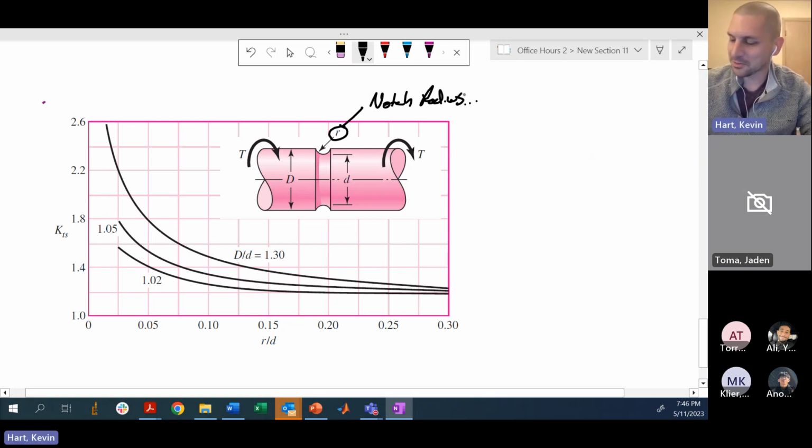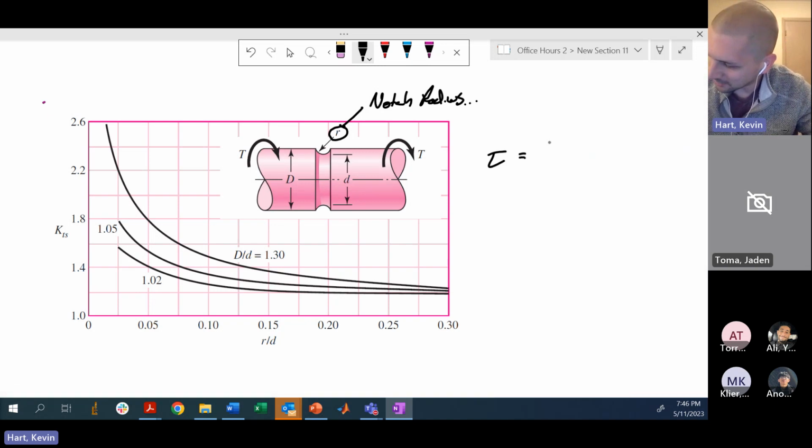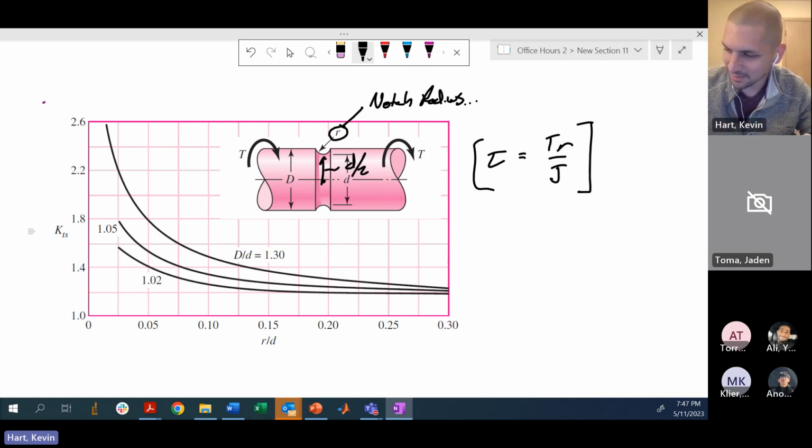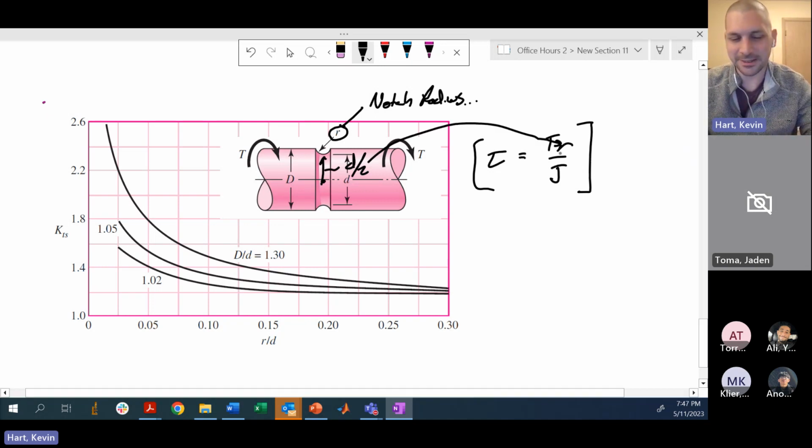I was thinking about this while I was doing this problem. When you're calculating your shear stress, you're using the equation Tr over J. But in this shear stress equation, the radius that you're using is actually the physical radius of the bar, which is a different r. So it's a little confusing to have this notch radius use the variable little r, but when you're calculating the shear stress in the bar, you're using d over 2 as your r that gets plugged in here. Is that clear?